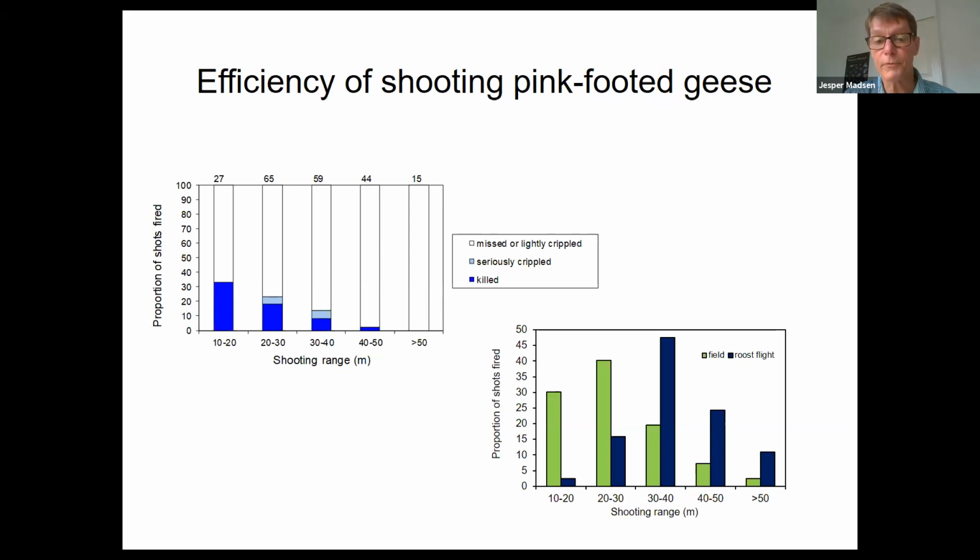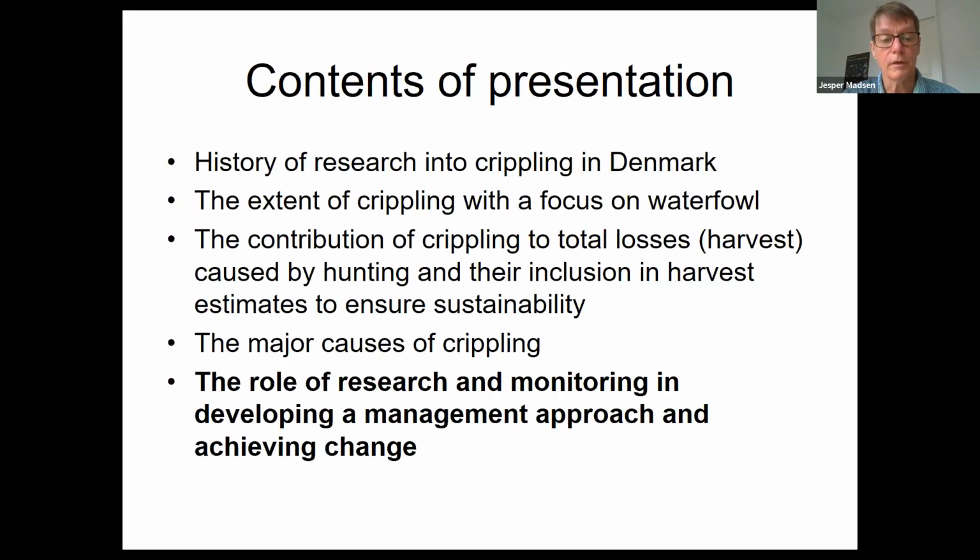But from what you can see from the upper graph here is that at those distances, the risk of crippling is really going up. So this was some of the first results that we showed, and by that time, only approximately half of the hunting parties were using retrieving dogs. And then coming to the role of research, monitoring.